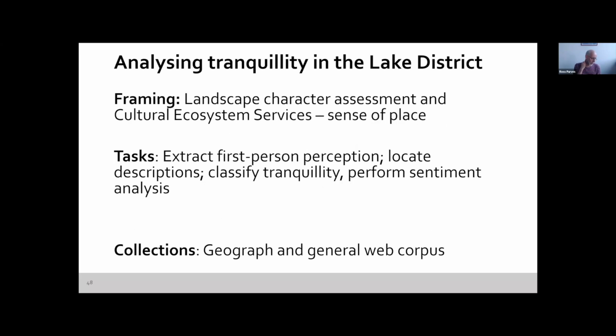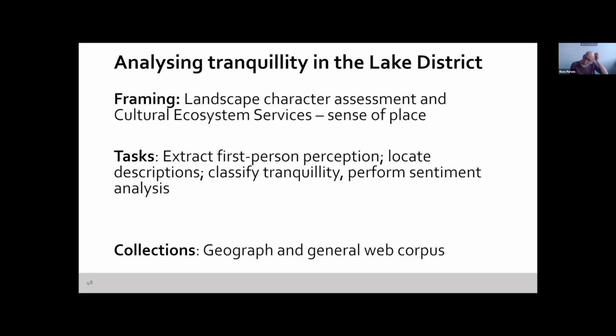The second example, and the last example I want to talk about, is this idea of analysing tranquility. And we actually did this in the Lake District in England. And here the framing is something called landscape character assessment, which is a method that's used in the UK, but also some other European countries. They sometimes call it slightly different things, as a way of basically measuring or capturing what's important in landscapes, and that often flows into planning. What's also important in terms of this framing are so-called cultural ecosystem services, so the non-material benefits that landscapes give us, and that relates then to sense of place.